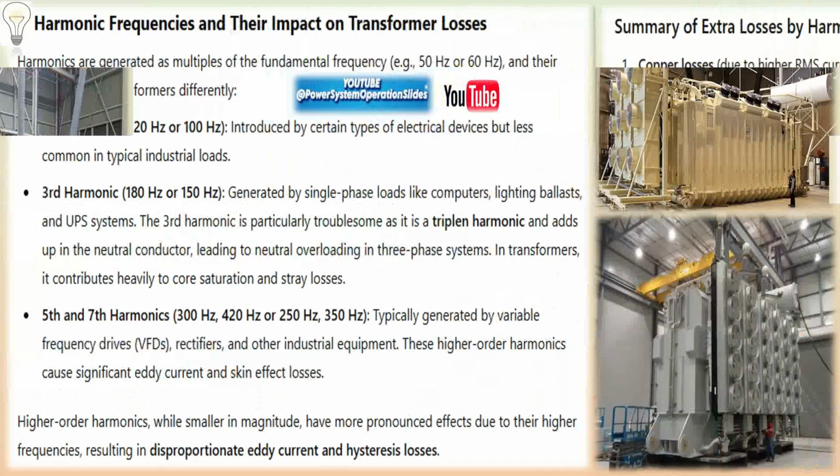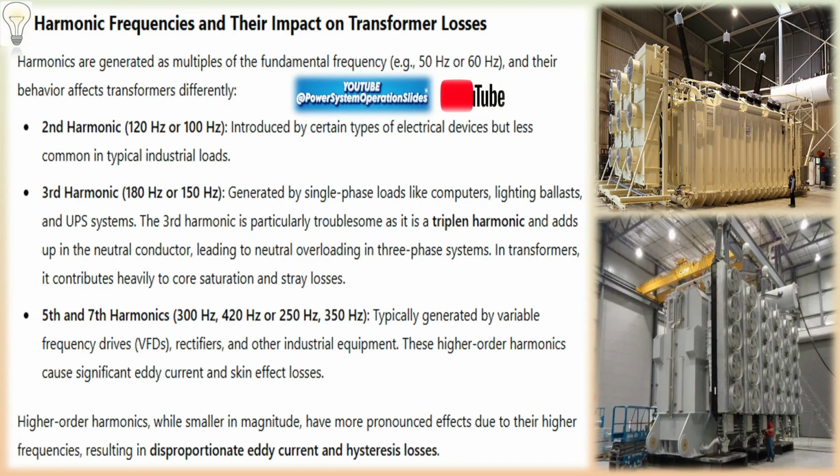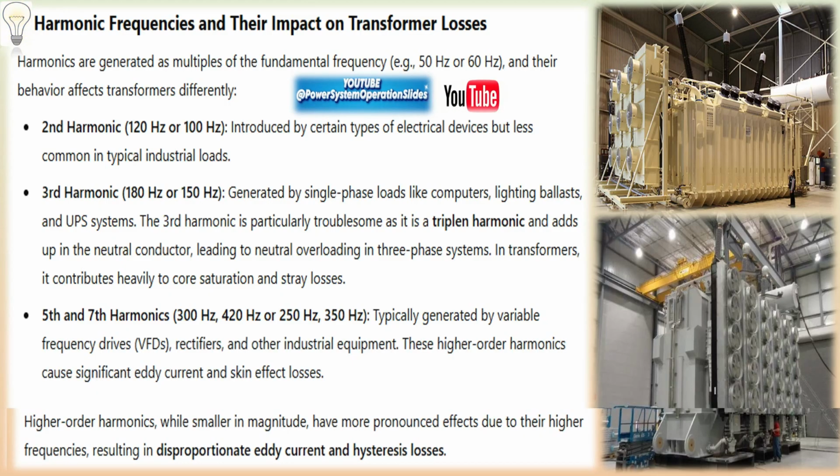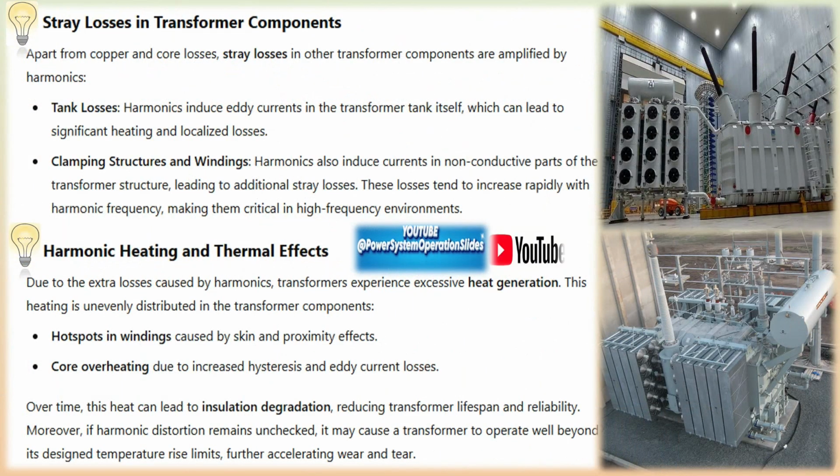Harmonic frequencies and their impact on transformer losses. Harmonics are generated as multiples of the fundamental frequency, e.g., 50 Hz or 60 Hz, and their behavior affects transformers differently. Second harmonic, 120 Hz or 100 Hz, introduced by certain types of electrical devices but less common in typical industrial loads. Third harmonic, 180 Hz or 150 Hz, generated by single-phase loads like computers, lighting ballasts, and UPS systems.